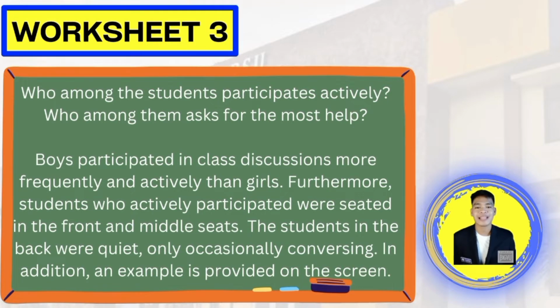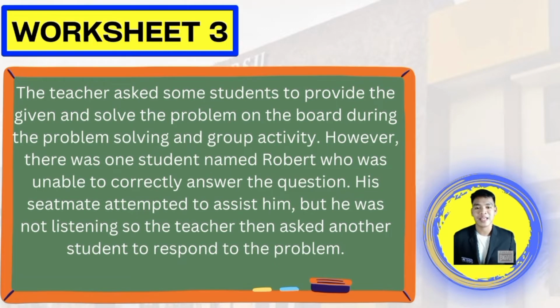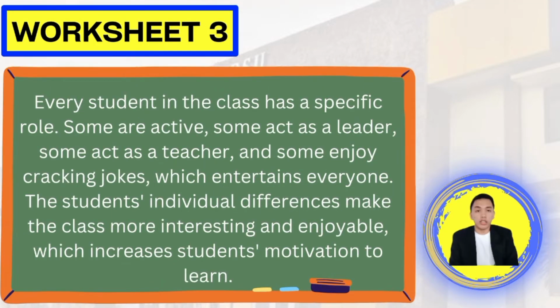Boys participated in class discussions more frequently and actively than girls. Furthermore, students who actively participated were seated in the front and middle seats. The teacher asked some students to provide the given and solve the problem on the board during the problem-solving and group activity. However, there was one student named Robert who was unable to correctly answer the question. His seatmate attempted to assist him, but he was not listening, so the teacher then asked another student to respond to the problem.